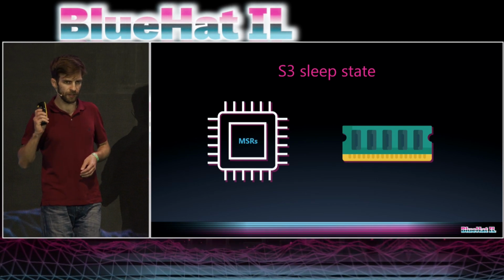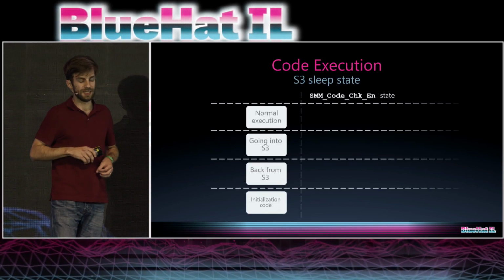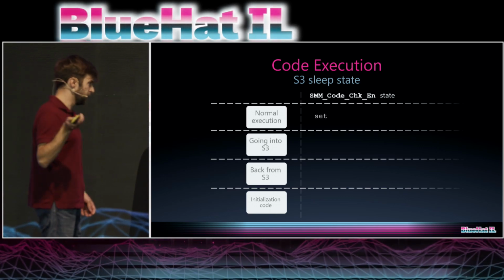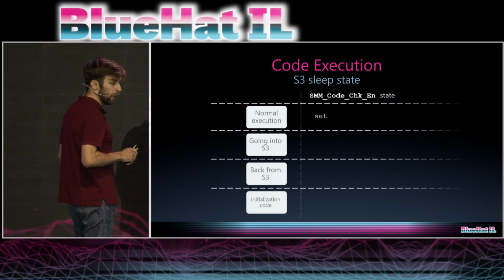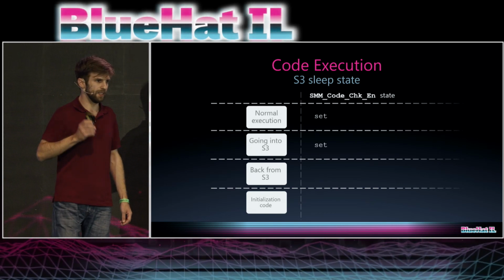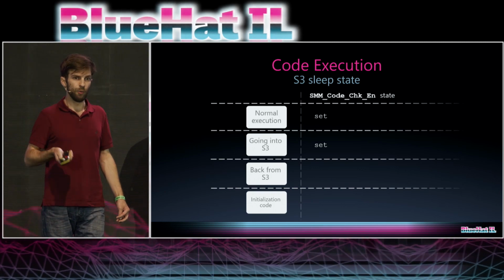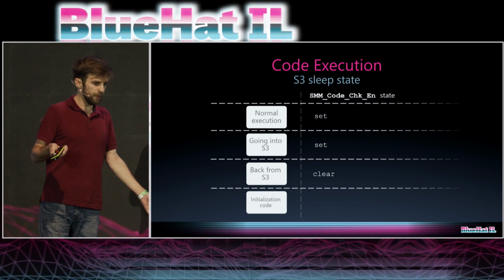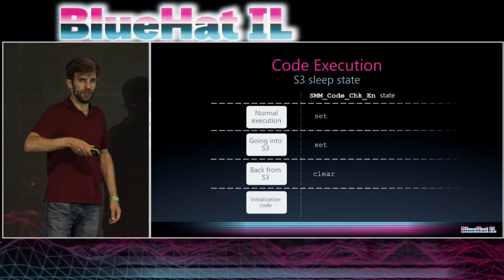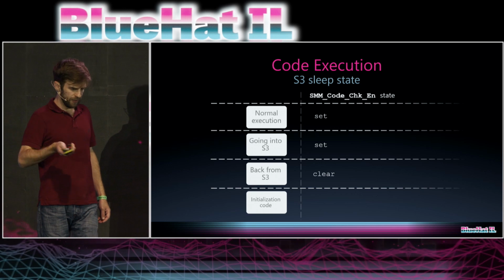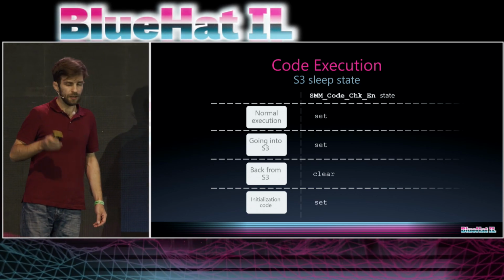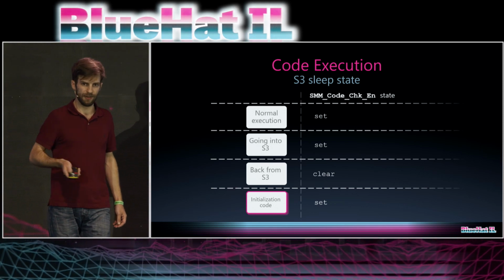So let's have a look at the state of our beloved SMM code check enable bit. In normal execution, it is set. When we go into S3, it is still set. When we come back from S3, when the CPU got no power, its value is cleared. And at a very, very early stage, at returning from sleep, there is some initialization code that turns it back on. So let's zoom in and have a look at this code.